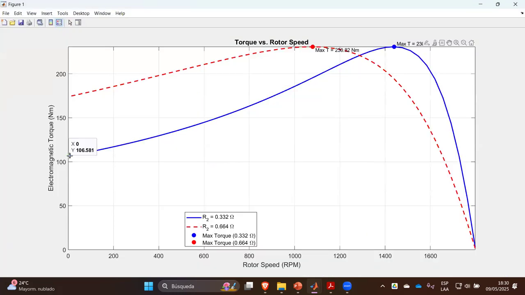And in fact, if you place your cursor at the beginning of the curve when x equals 0, you can see here that this is associated with a zero rotational speed. We can see that the value of y is the value that we obtained of 106. And for the other curve, we obtain a value of 174. So there is a correspondence there.